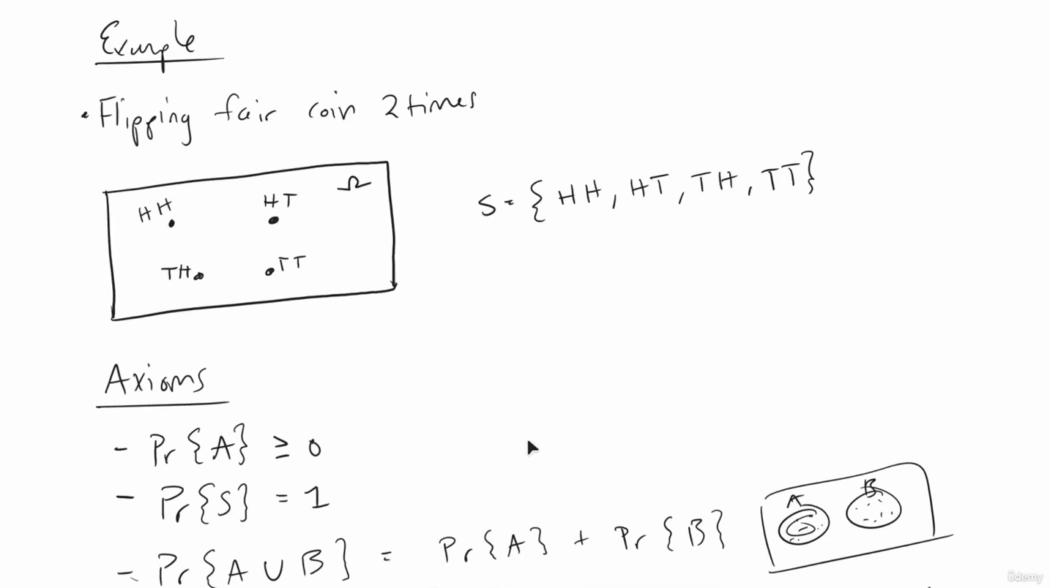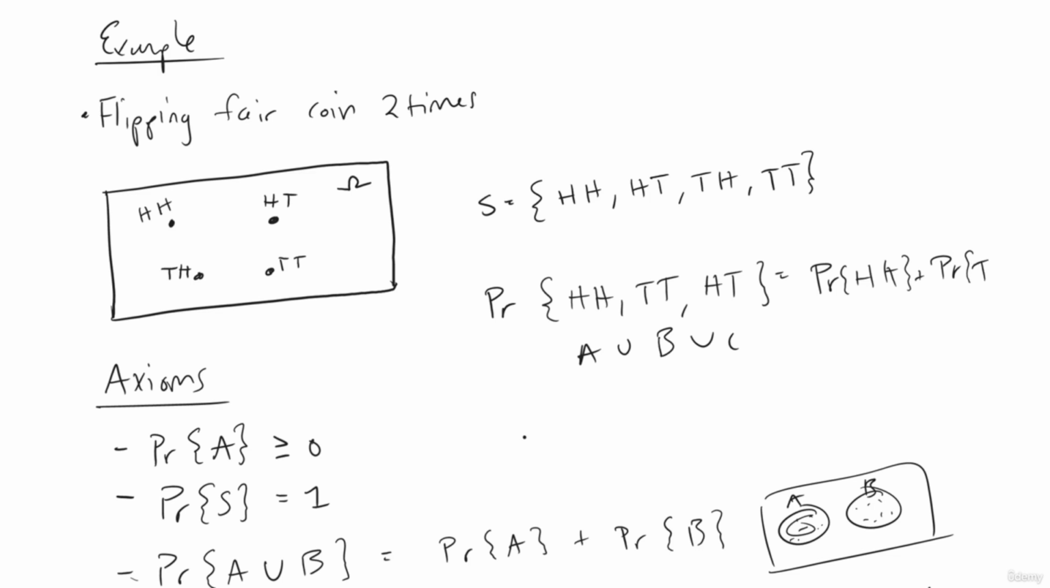And so back to our example here, if I wanted to calculate the probability of heads, tails, and the other one, where this is A, this is B, and this is C, this is the union of all of them, and it's literally just the sum of all of them. It's going to be Pr(heads, heads) plus Pr(tails, tails), plus the other one as well, and that's going to be 3/4.